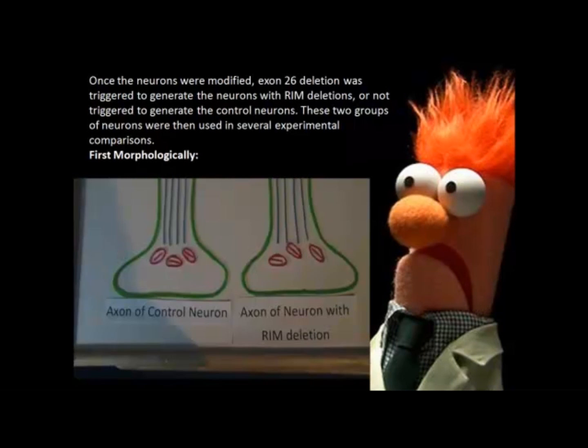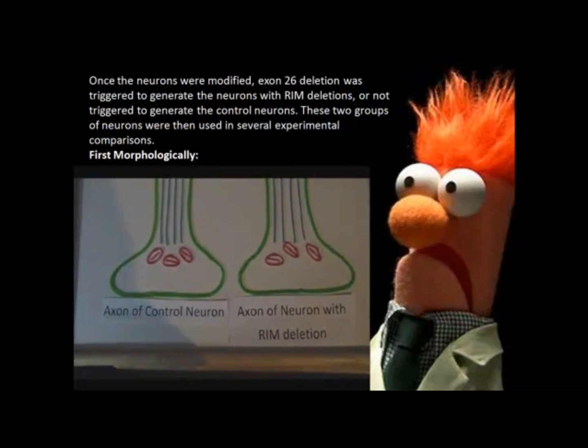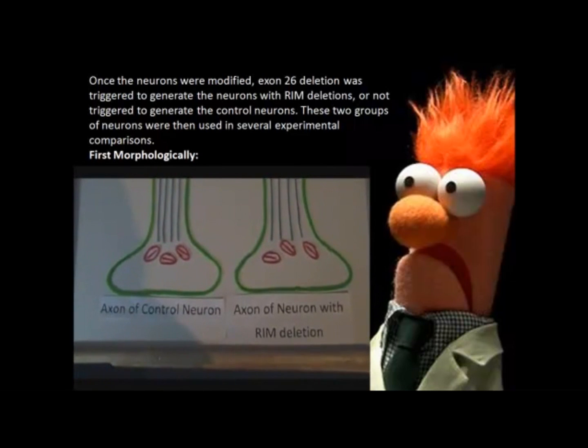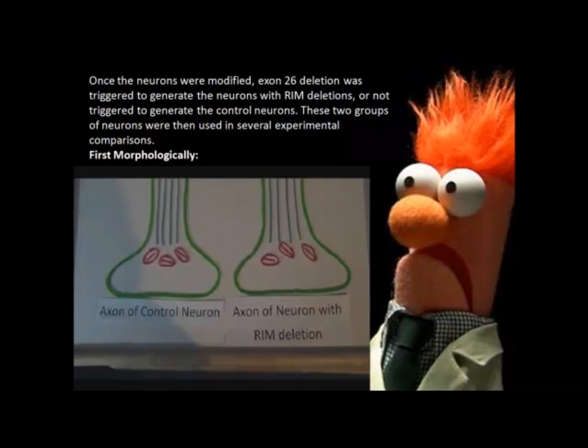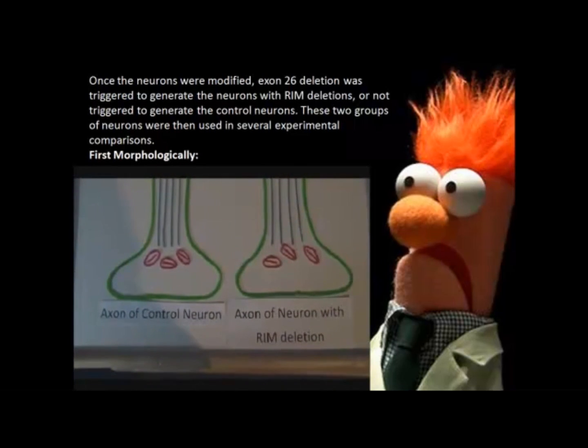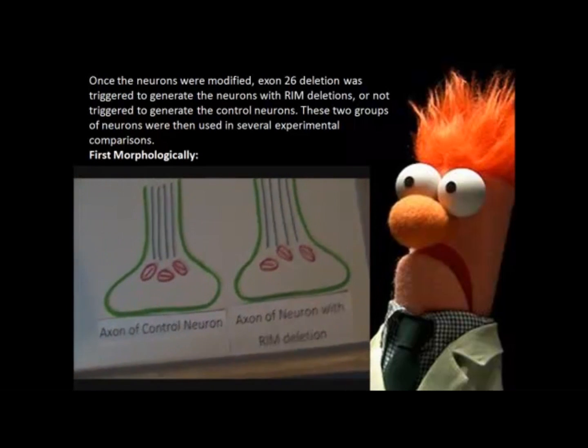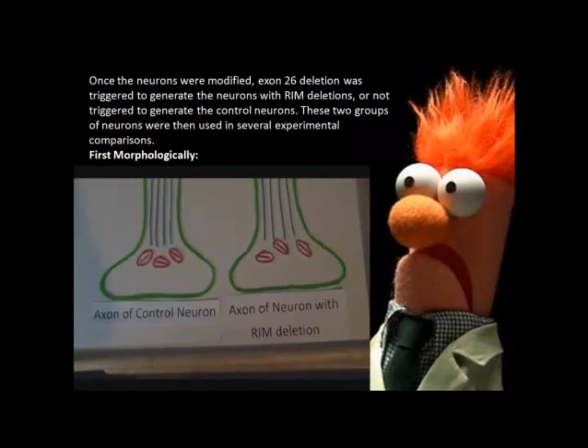Once the neurons were modified, exon 26 deletion was triggered to generate neurons with RIM deletions, or not triggered to generate the control neurons. These two groups of neurons were then used in several experimental comparisons. First, morphologically. Once neurons with exon 26 deletions were isolated in culture, the synapses of control and knockout neurons were compared using antibody staining. In our representation, because the postsynaptic density was the same, we are only showing the presynaptic densities. As you can see in the representation, the neurons were equal in synapse size and density.